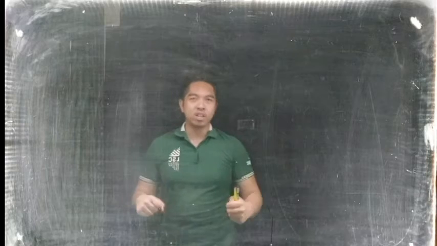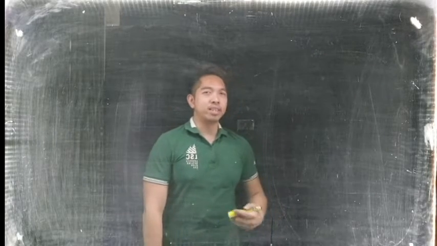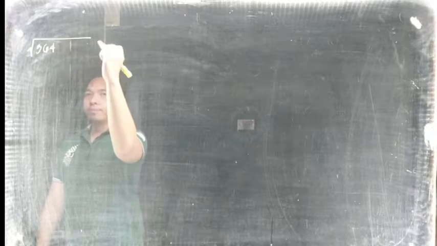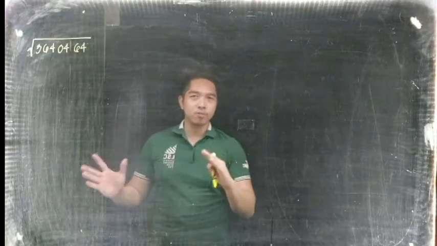So this video is divided into two parts. First is extracting the square root, and the other one is extracting the cube root. So let's first go with extracting the square root. For the first example, let's try the square root of 3640464. Okay. So how do we find the square root of this one?